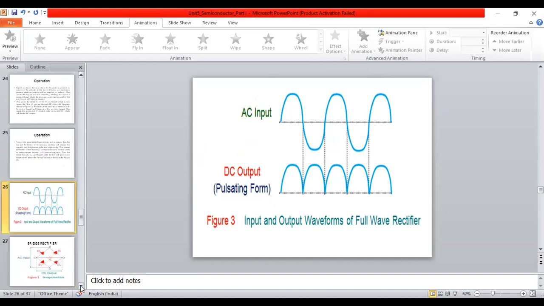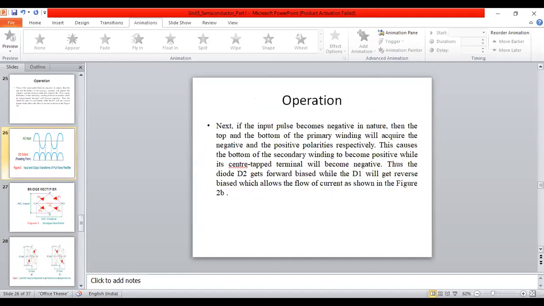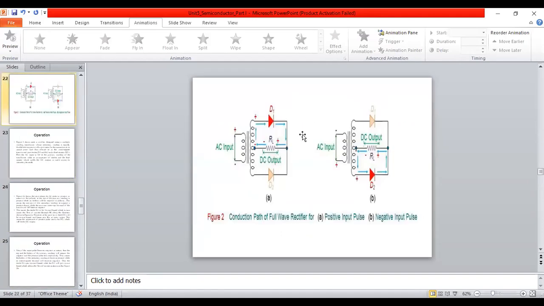Next, for the full wave rectifier, the ripple factor and derivation will also come. But before that, there is one more full wave rectifier. Here, how many diodes have we used in this full wave rectifier? Two diodes. One for the positive half cycle, another for the negative half cycle.